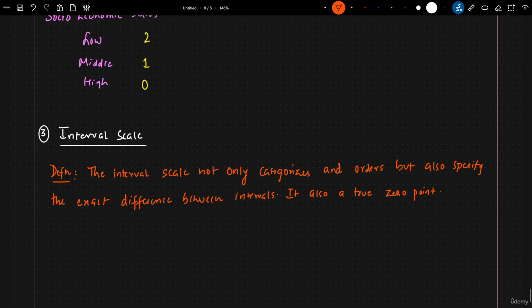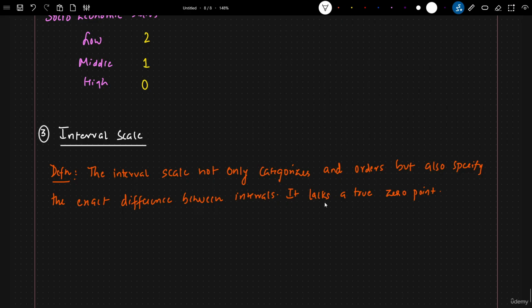So guys, the next topic will be about interval scale, which is the third type. First of all, we'll go ahead and see the definition. So here you can see the interval scale not only categorizes and orders, but also specifies the exact difference between intervals. It also lacks a true 0 point. Okay. So let's go ahead and discuss what exactly interval scale is.